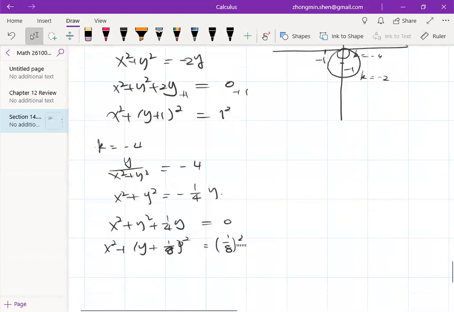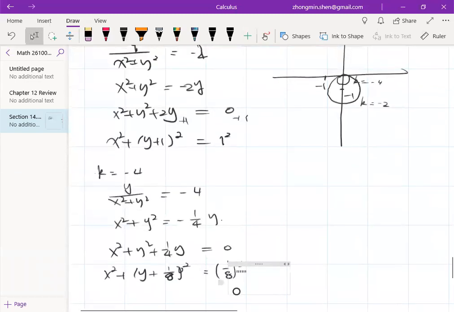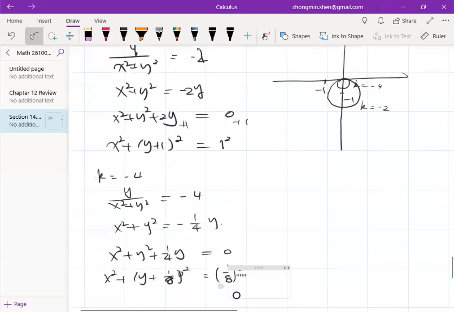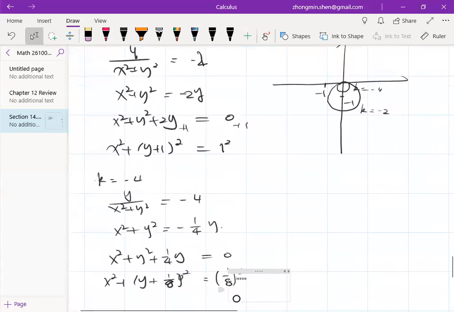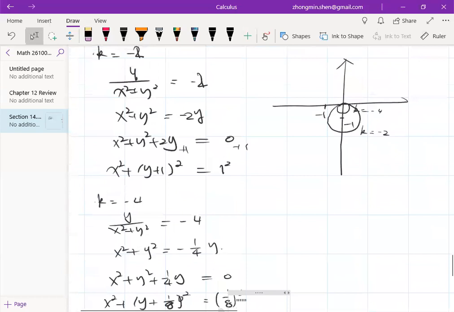Yeah, in the last problem, k equals -4. When you did the step of getting x squared plus y squared equals -2y, we did the simplification and then multiplied the y to the other side, right? Wouldn't it be a negative on the other side? No, you're right.